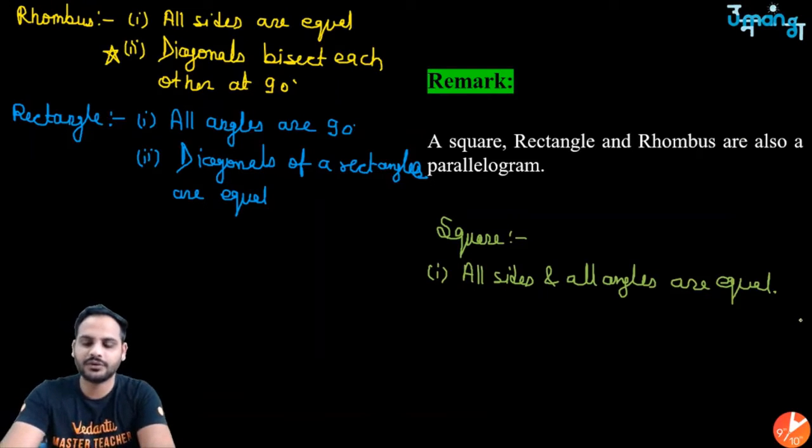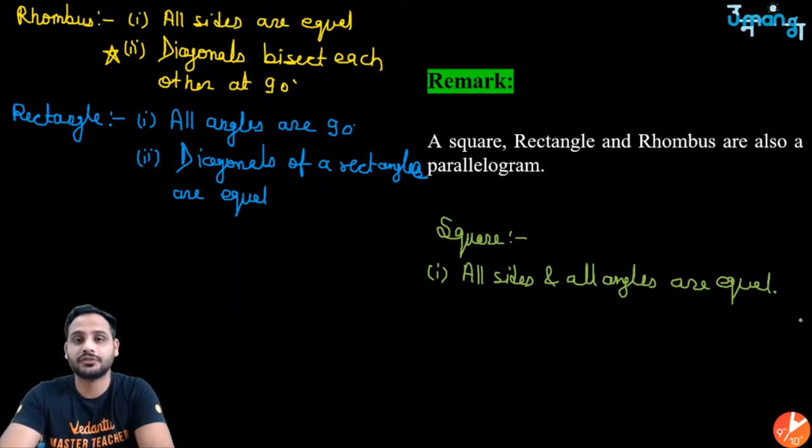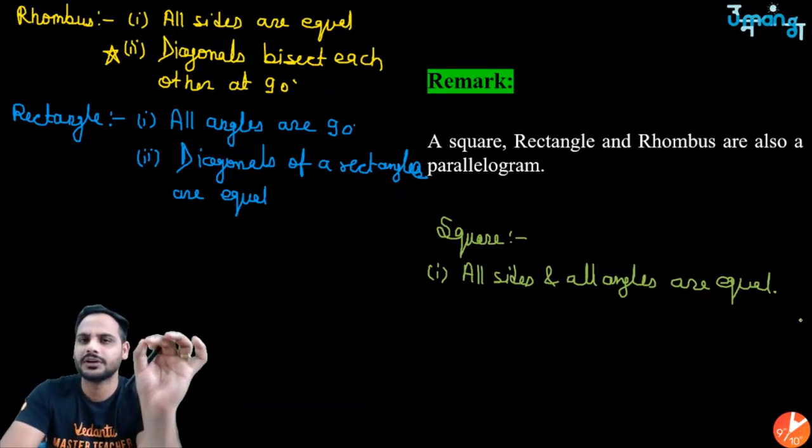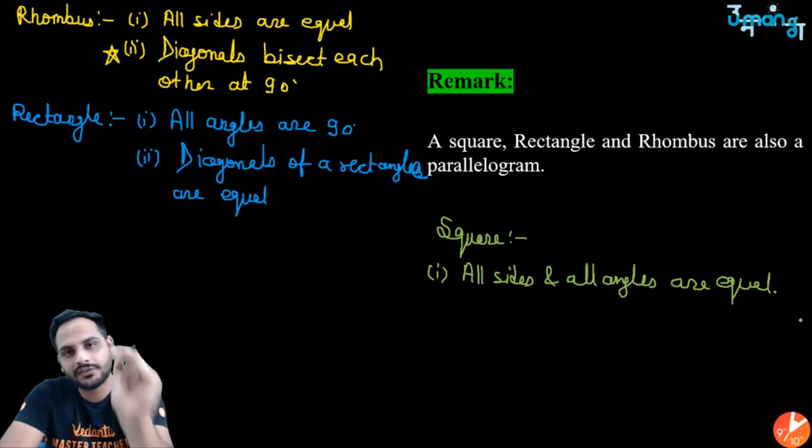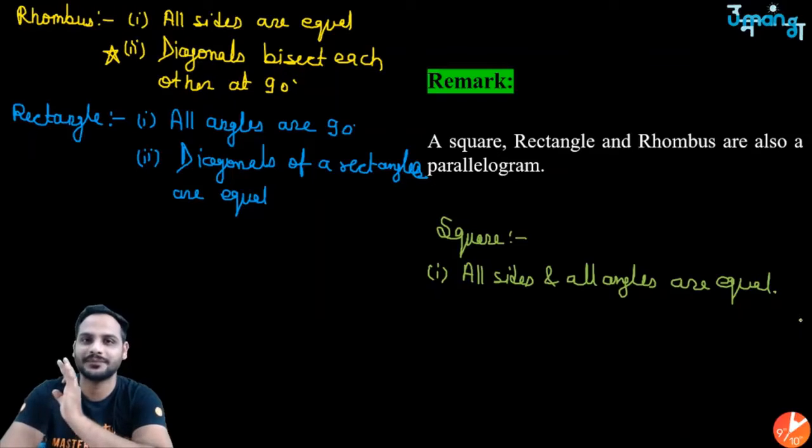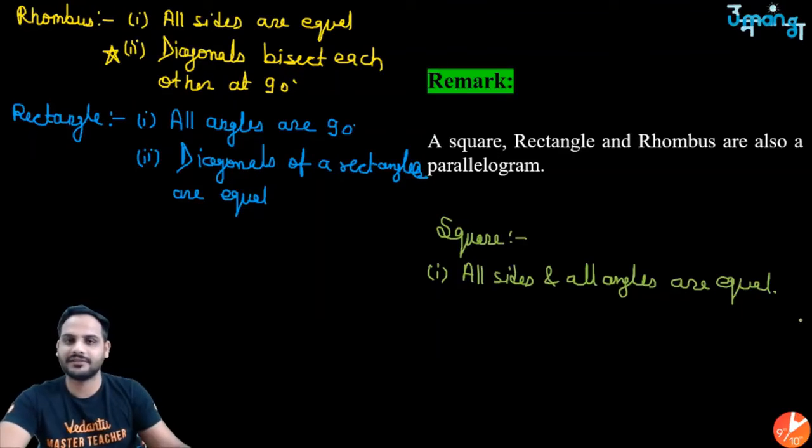Suppose I ask you, a quadrilateral in which all sides are equal is always a square. Is it true or false? It will be false. Why? Because if I only give you that all sides are equal, it will be a rhombus. But when I say all sides and all angles are equal, then we will say it is a square. Got it? So understand the definition very precisely.